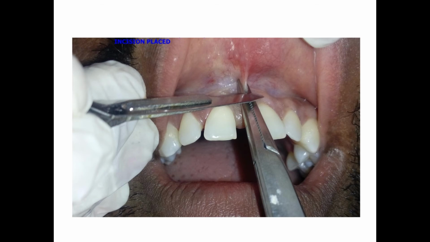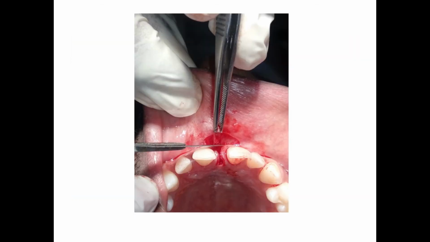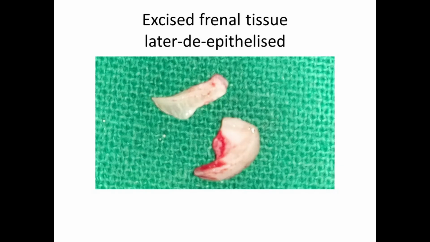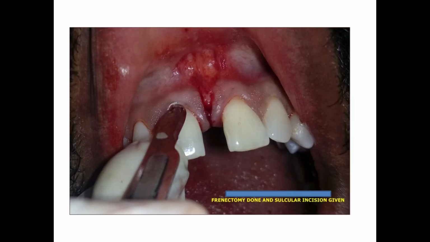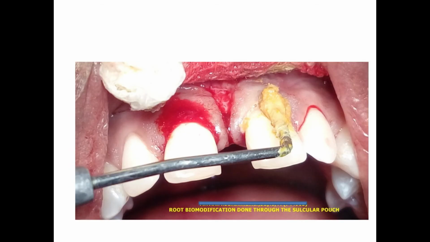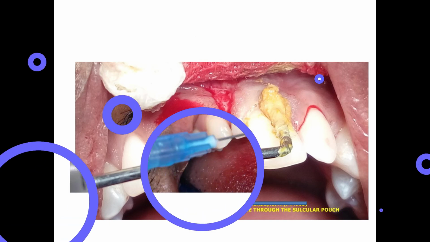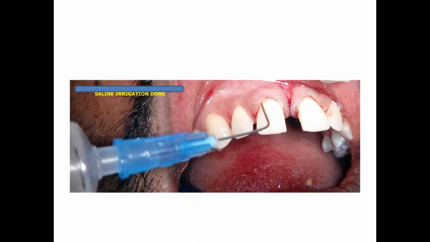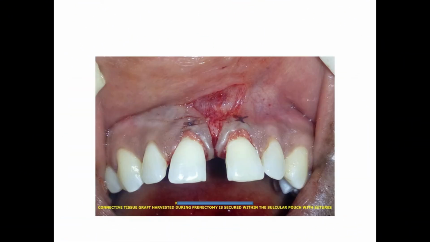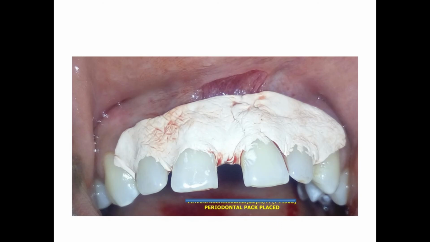This is the preoperative view. Then the incisions were placed. The frenal tissue is removed. This is the excised frenal tissue, and later it was de-epithelialized, and frenectomy was done, followed by the sulcular incision done in 11 and 21, followed by the root biomodification through a sulcular envelope. Saline irrigation was done after the root biomodification, and we have placed the connective tissue graft harvested during the frenectomy into the sulcular incision, and suture has been placed, followed by the periodontal dressing.